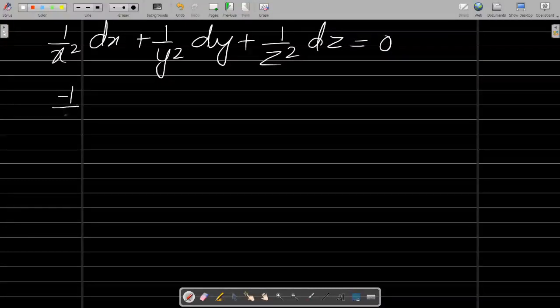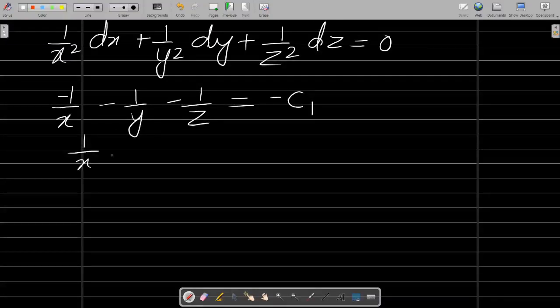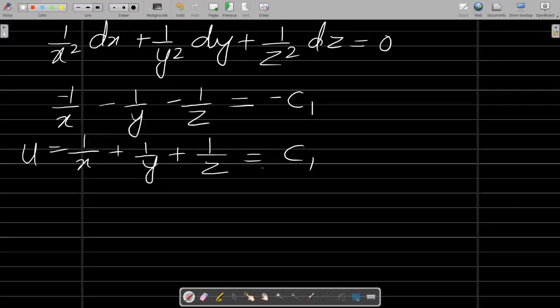So I am writing it as minus 1 by x minus 1 by y minus 1 by z is equal to, say, some constant. That again I am going to simply write as minus c1. So what I'll get is 1 by x plus 1 by y plus 1 by z is equal to some constant c1. So this is your u of x, y, z equal to constant.